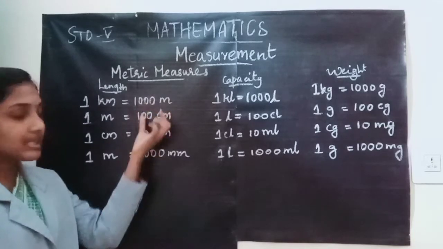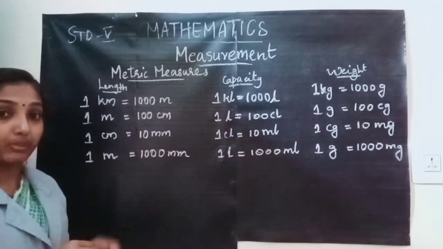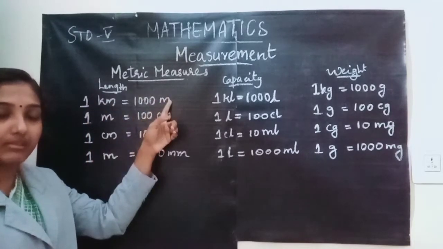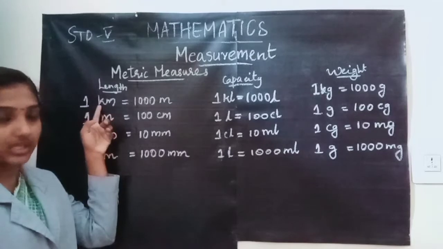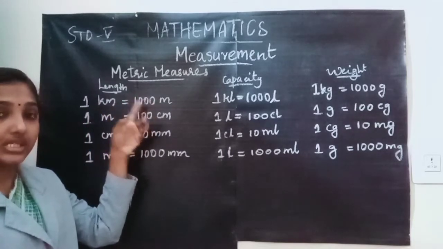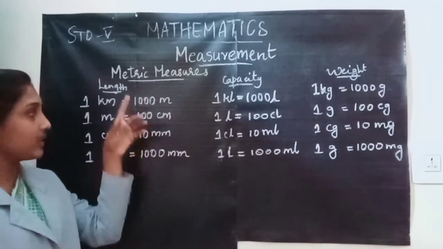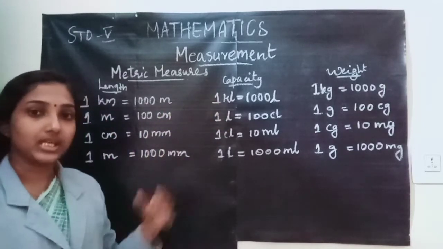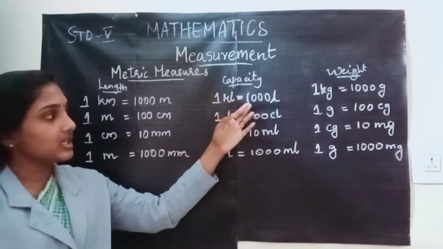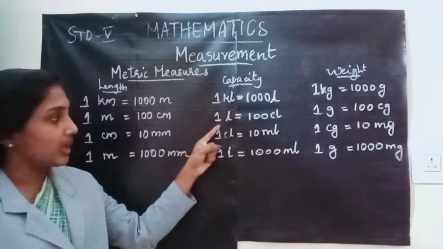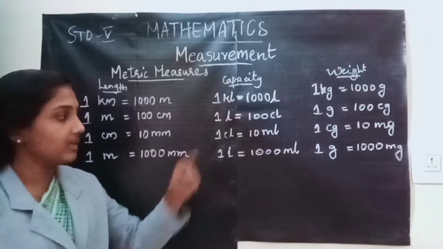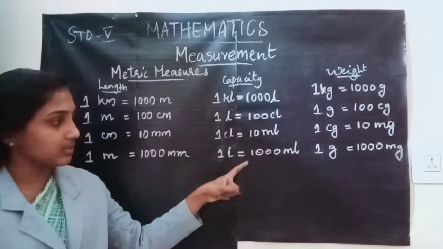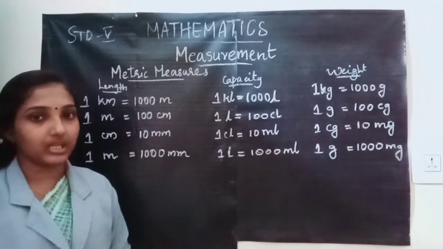So see, the smaller units combine to make bigger units, right? Comparing kilometer and meter, kilometer is the bigger unit, right? So smaller units, 1000 meter, combine to form the bigger unit. Next, moving on to capacity, the same here. 1 kiloliter is equal to 1000 liter. 1 liter is equal to 100 centiliter. 1 centiliter is equal to 10 milliliter. 1 liter is equal to 1000 milliliter.